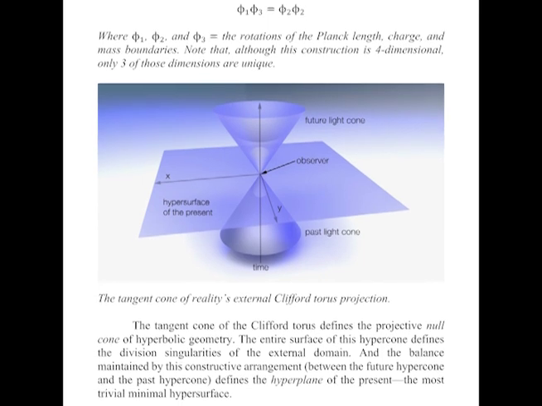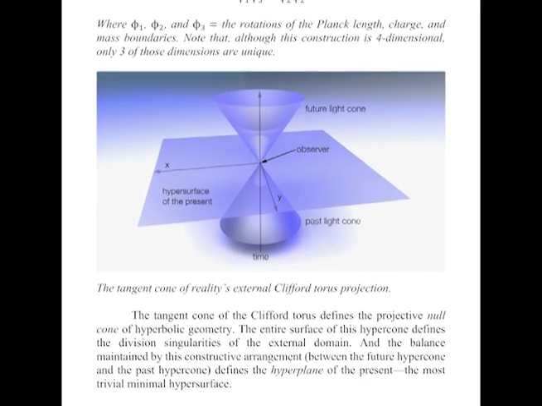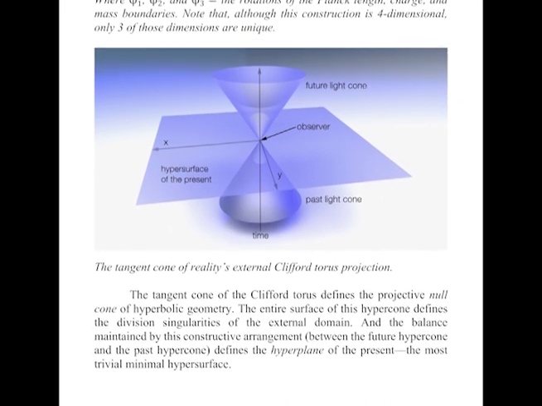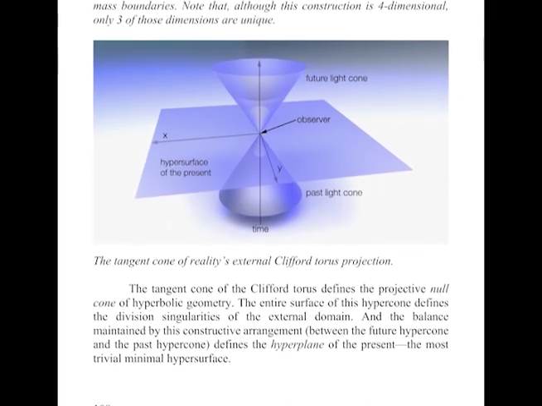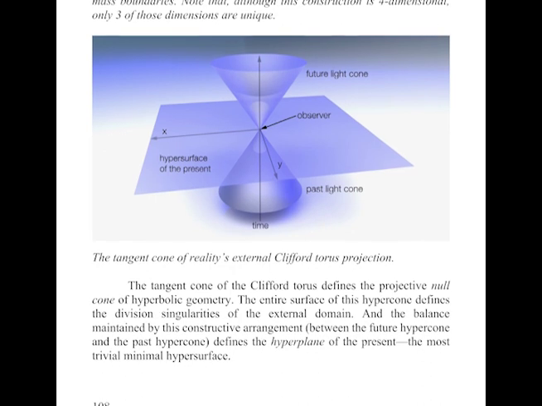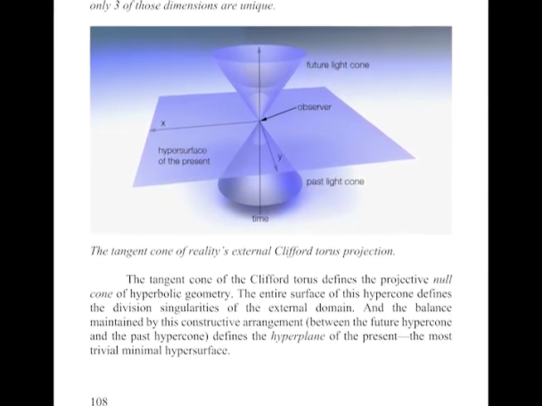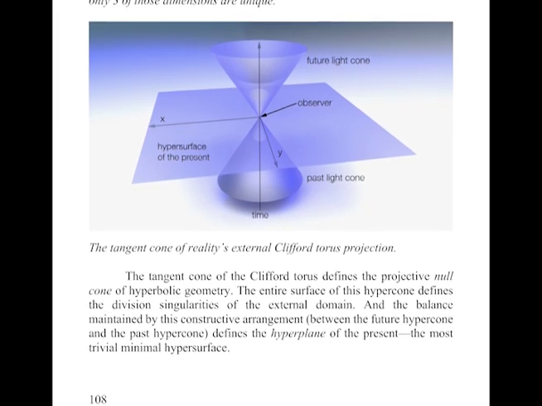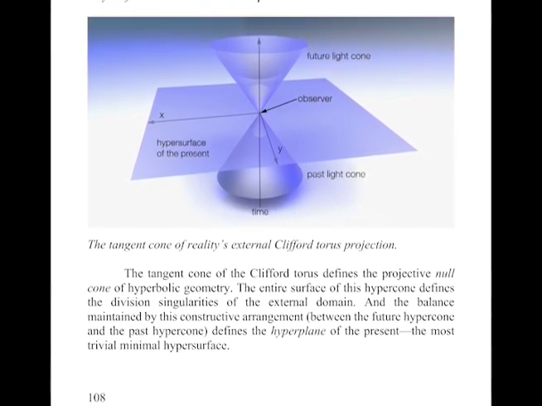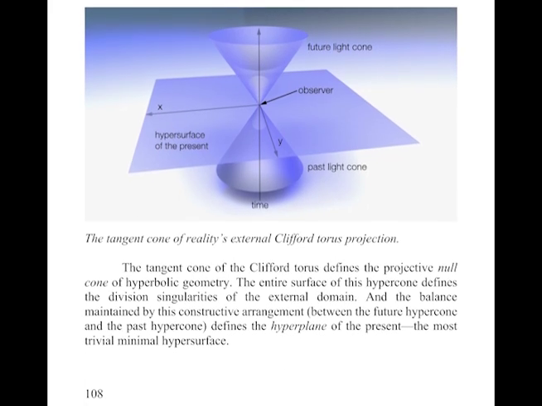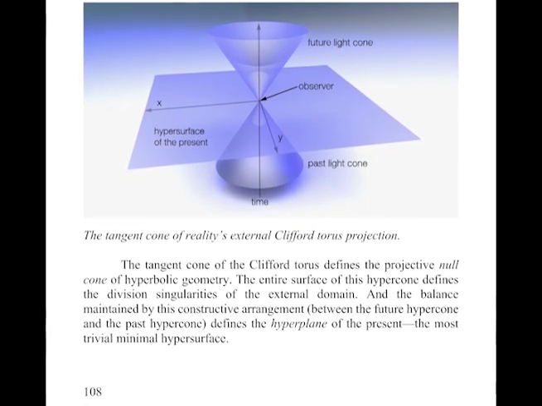The tangent cone of the Clifford torus defines the projective null cone of hyperbolic geometry. The entire surface of this hypercone defines the division singularities of the external domain. And the balance maintained by this constructive arrangement between the future hypercone and the past hypercone defines the hyperplane of the present, the most trivial minimal hypersurface.